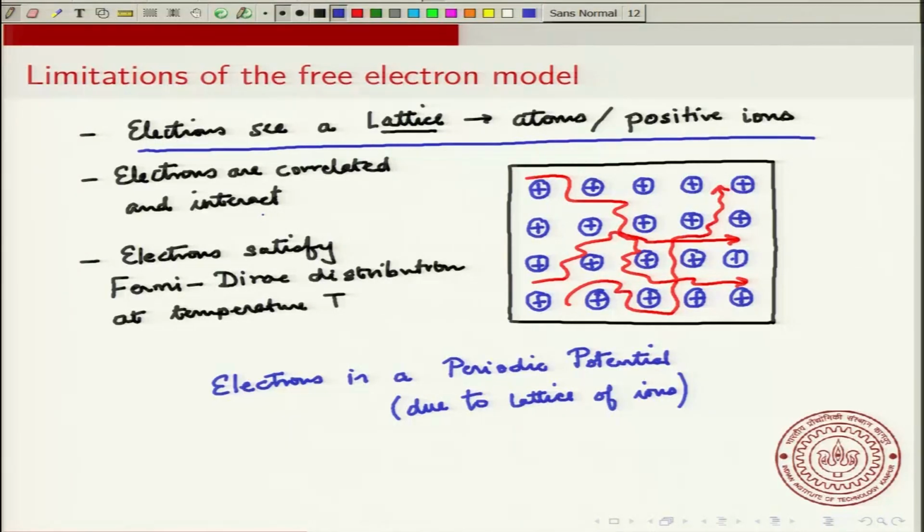In the next lecture, we will talk about how electrons move in a periodic potential, and we will see that even if you have electrons that do not interact with each other, even if you have electrons that are freely moving throughout the crystal, so long as they experience this lattice of ions, they will naturally form bands.